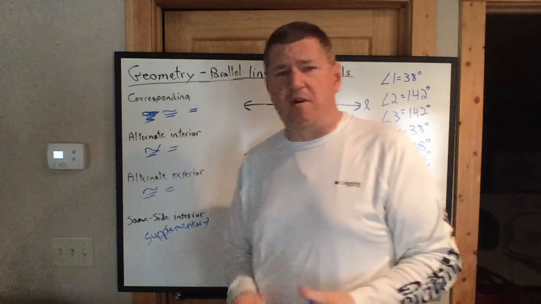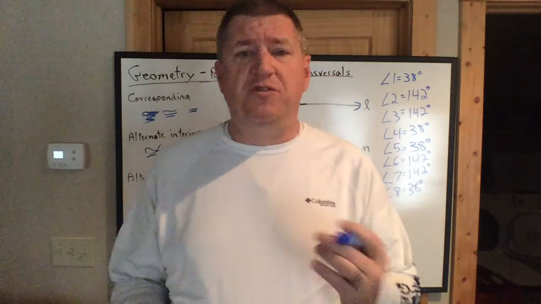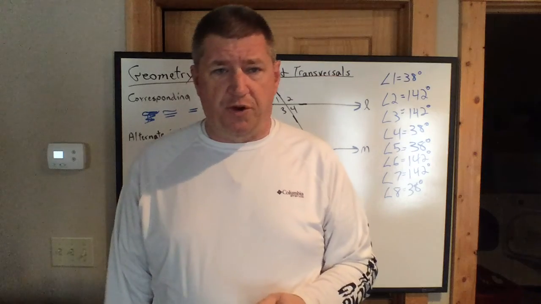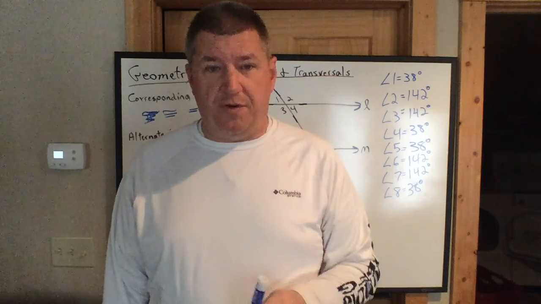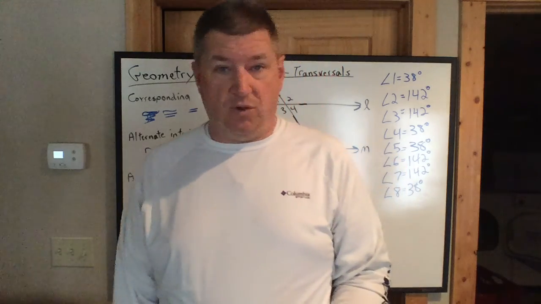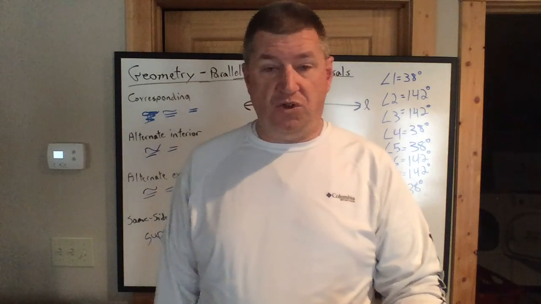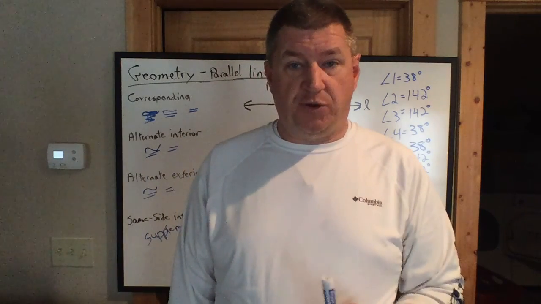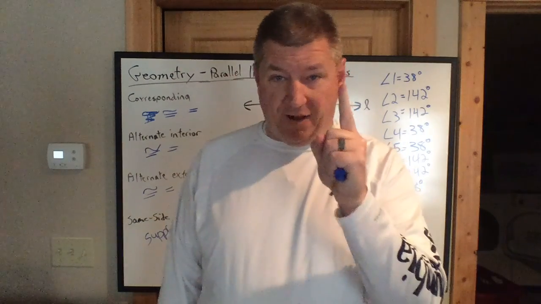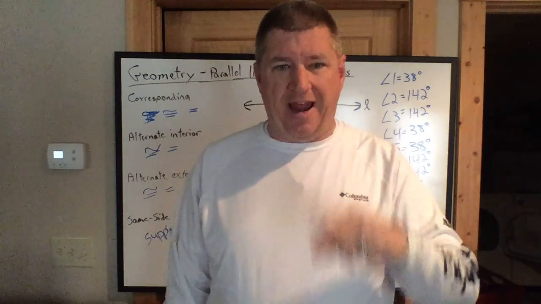So the takeaway from our video is that when you have two parallel lines cut by a transversal, corresponding angles are congruent, alternate interior angles are congruent, alternate exterior angles are congruent, and same side interior angles are supplementary. That means they add together to give 180 degrees. Once you have one angle, all you need is one of the 8 angles, and you should be able to find the other 7 around there.